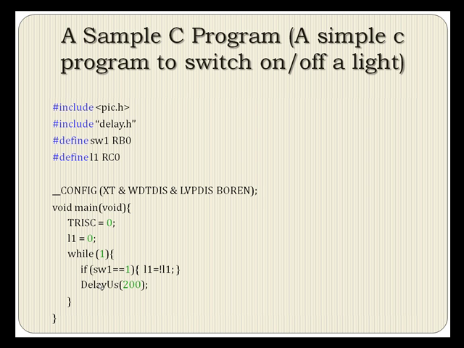After all the header files, there is a config sentence. This sentence sets the configuration bits: oscillator type as crystal oscillator, watchdog timer, disable low voltage programming, disable brown out, reset disable. Those are the main things covered in this config sentence.